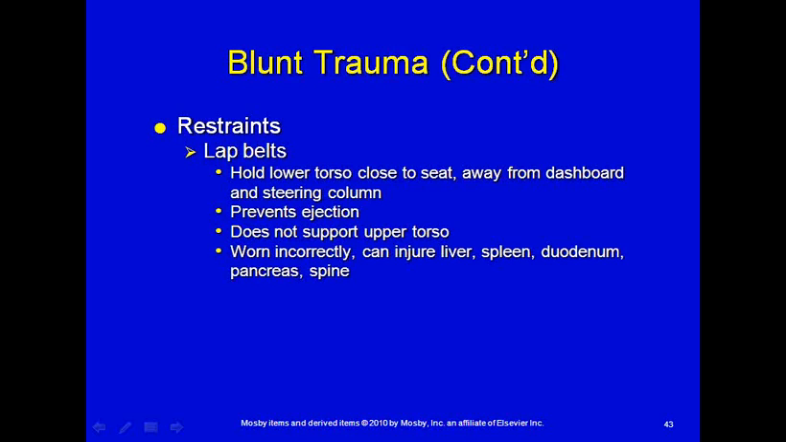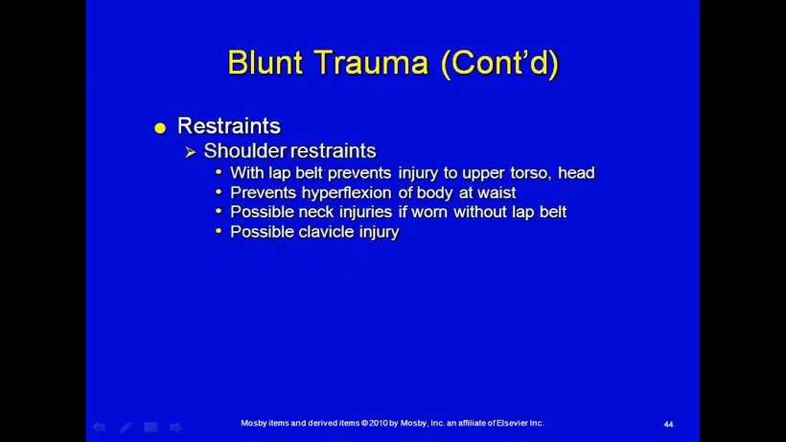If they're worn incorrectly, particularly a lap belt, if it's worn high above the pelvic girdle around the abdomen, it can cause injury to the liver, the spleen, the duodenum, the pancreas, and even compression fractures of the spine. Shoulder restraints, in addition with lap belts, prevent injury to the upper torso and the head, and prevent hyperflexion of the body at the waist.